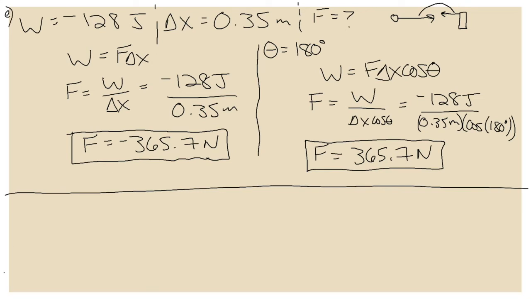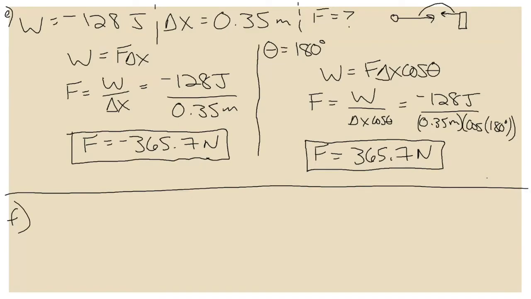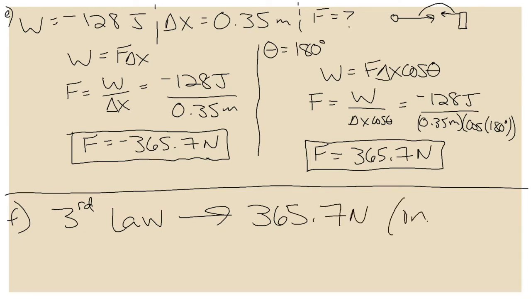And of course, F is asking you about the force exerted on the glove. Notice this question here is asking for the force on the ball. Now we're being asked for the force on the glove. This is just a third law question, an action-reaction pair. So the force exerted on the ball, if it's 365.7, the force exerted on the glove is 365.7 in magnitude. And I'm just going to write in magnitude here because what you would refer to the sign as depends on whether you use the method shown here on the right or the method shown on the left.